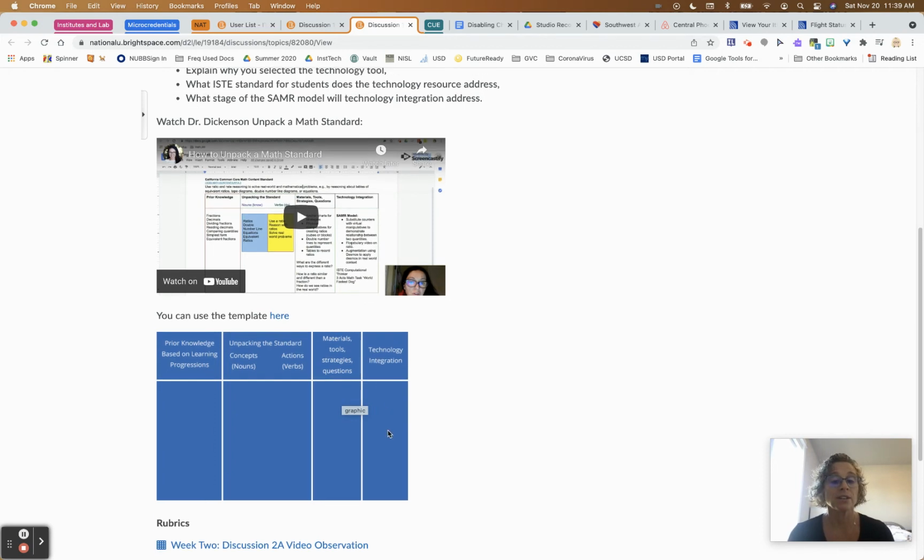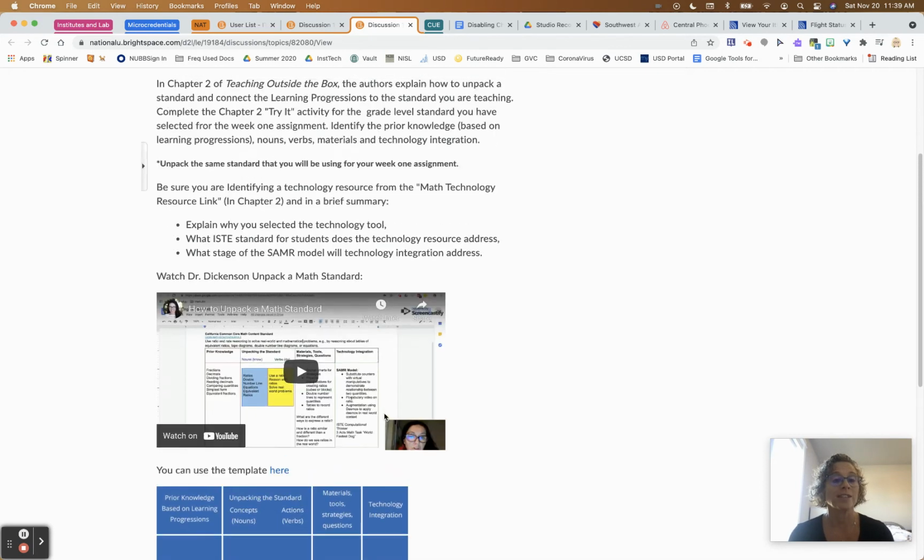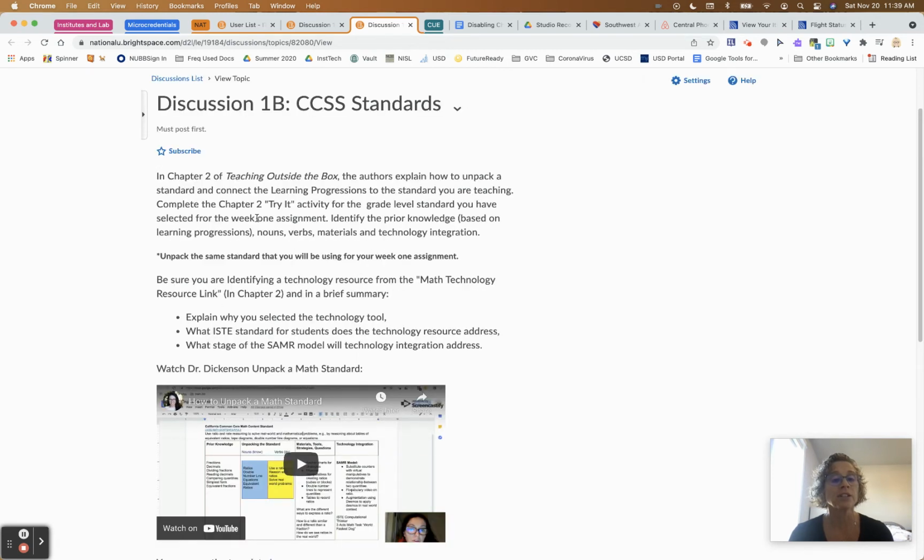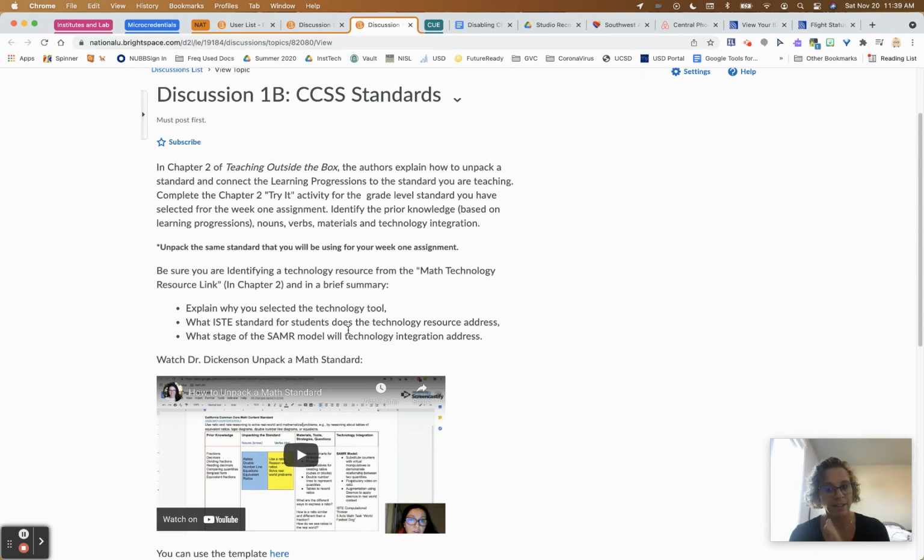And then you're going to align a technology integration to it. And that technology integration should come from here, chapter 2. And you'll notice it says, be sure you are identifying a technology resource from the math technology resource link in chapter 2. So you're going to find a tech tool to include in this. And then you're going to follow up with these questions about the tech tool, ISTE standards for students, and the SAMR model. And I'm going to go over all of those Tuesday night so we have a better understanding of what those are.